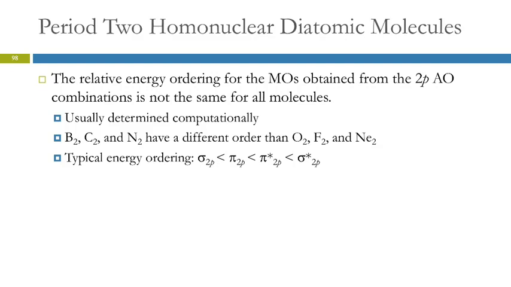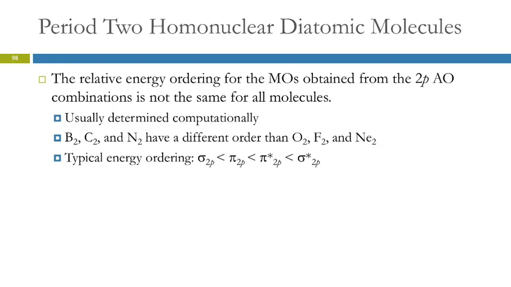Okay, so I'm sorry about this, but it's how it is. The relative energy ordering for the molecular orbitals that we get from the 2p atomic orbital combinations is not the same for all molecules. They determine this computationally. What we're going to try to remember is that B2, C2, and N2 are going to have one order, and O2, F2, and Ne2 have a different order. So boron, carbon, and nitrogen are the first three in that P block. Oxygen, fluorine, and neon are the last three.